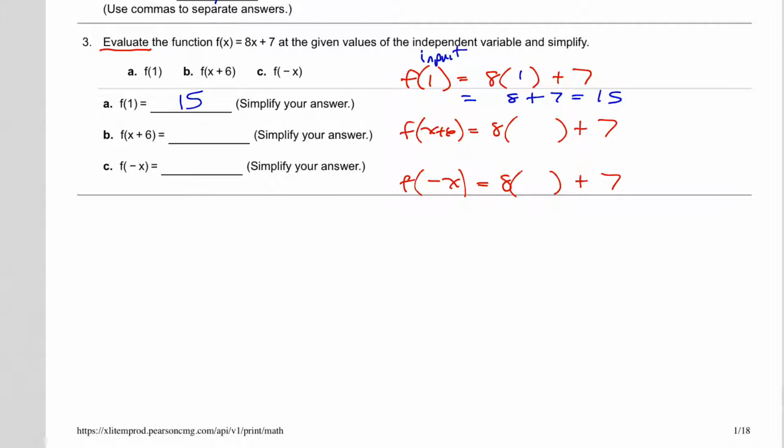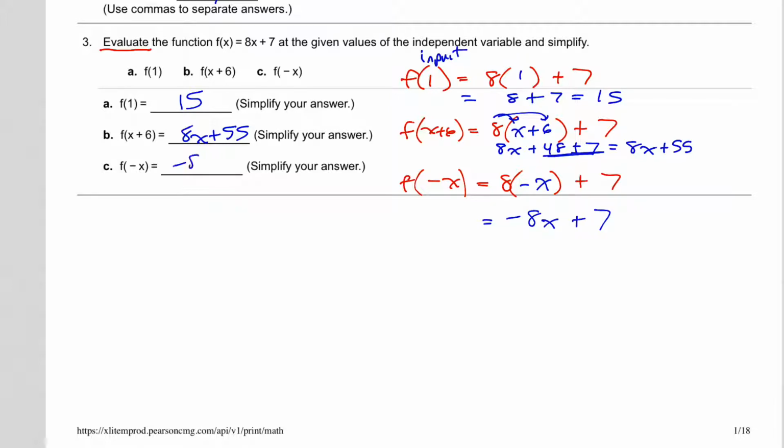Here we have an expression as the input. So we're going to distribute the 8 to get 8x plus 48 plus 7. Then we simplify these two right here, so our final answer should be 8x plus 55. Then you put a negative x into this one. That's going to produce basically negative 8x plus 7, and that's our final answer. And that's how you evaluate a function.